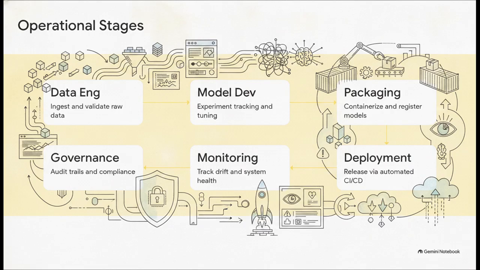And finally, number 6, governance. This wraps around the whole shebang. It's your audit trails, your model lineage, compliance checks, and the eventual planned decommissioning of the model. And here's the kicker. Every single one of these stages requires distinct tooling, distinct automation, and distinct IT oversight.